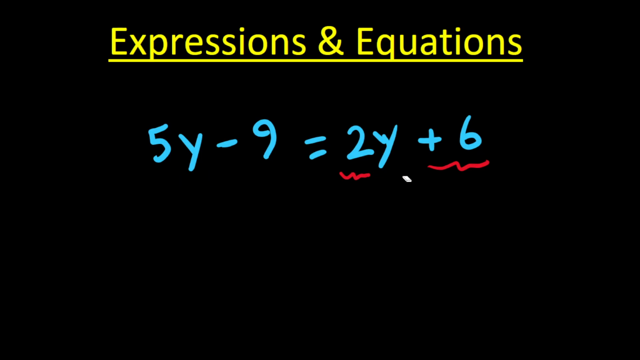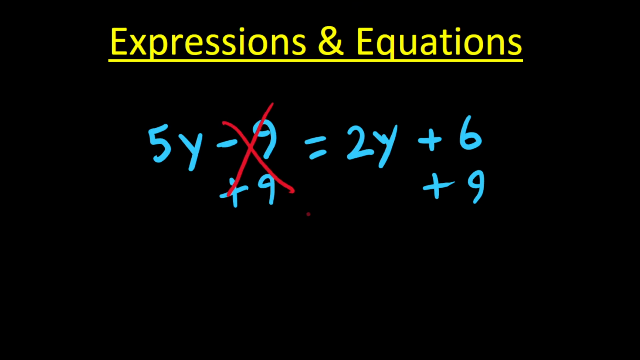So we've identified our variables and constants, and the whole goal is to isolate the variable. We want to get y by itself. So how do we do that? Well, let's start on the left side right here. Let's focus on the left side first. So we have this minus 9 right here. Let's get rid of it. The opposite of subtracting by 9 is adding by 9. So let's add by 9 on both sides.